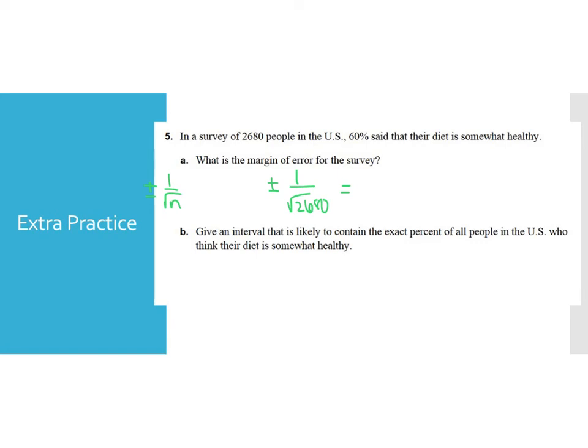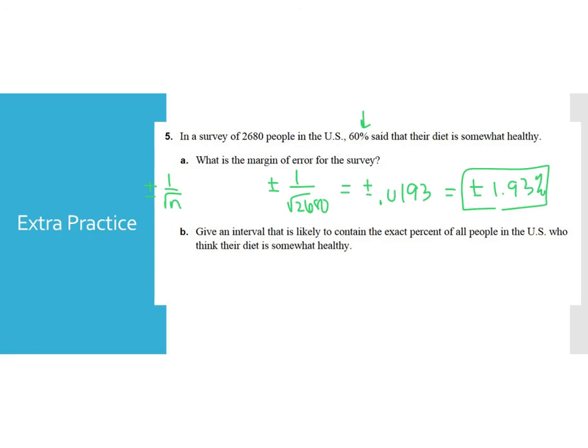And if I put that into my calculator, 1 divided by square root of 2680, I'm going to get plus or minus 0.0193. Now that is in decimal form. So if I change that to percent to match this percent, I'm going to multiply by 100. So we're looking at plus or minus 1.93%. So that could be 61.93% or like 58.07%. Somewhere in between is who said their data is healthy.